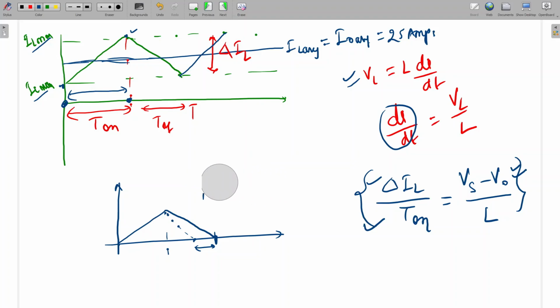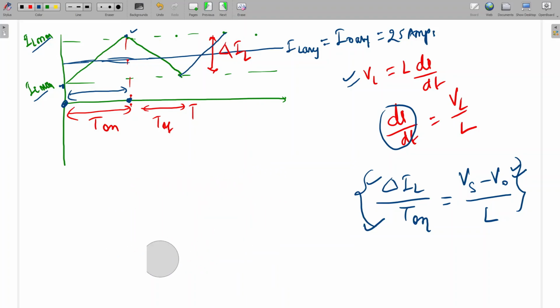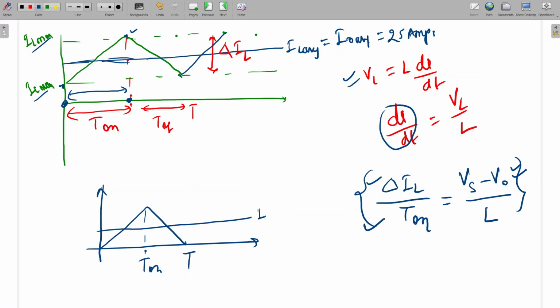Discontinuous conduction also happens, depending on load and inductor value. So when can we say this is the boundary of continuous and discontinuous? Let's say this is the inductor current, this is the total time period, and here is T on, and this is I naught, the average. When this average value is half of delta IL, we can say the converter is running at the boundary of continuous and discontinuous conduction. When IL average is greater than delta IL by 2, we can say the converter is working in continuous conduction mode.